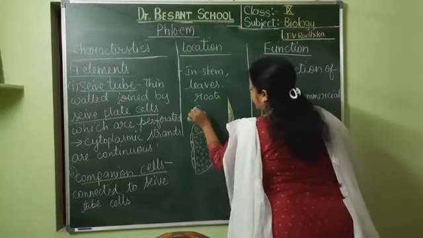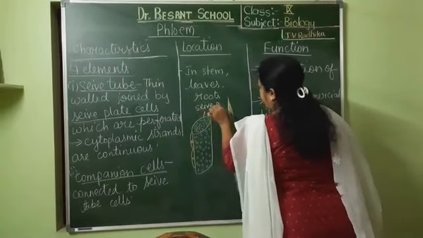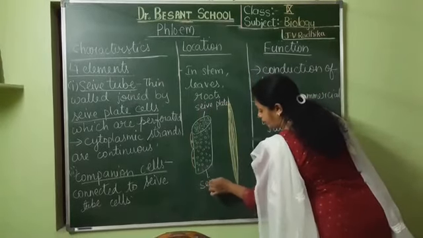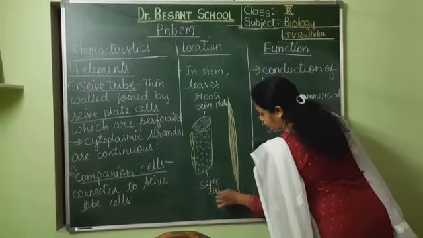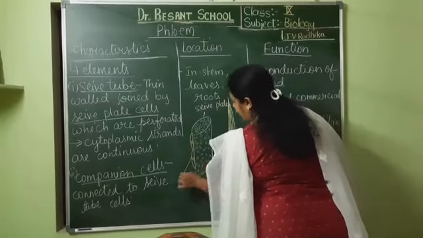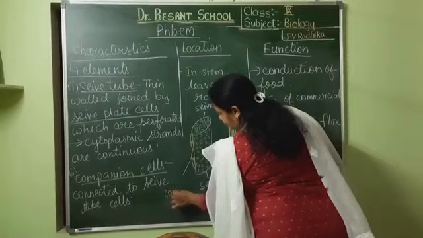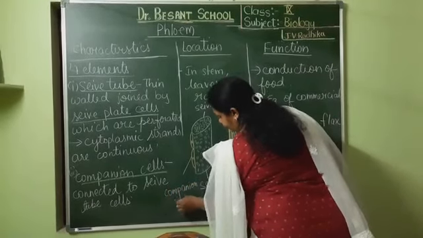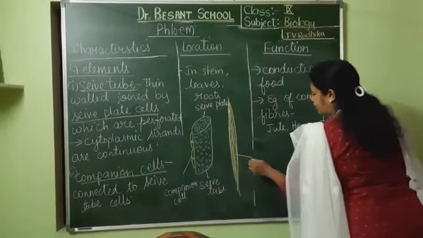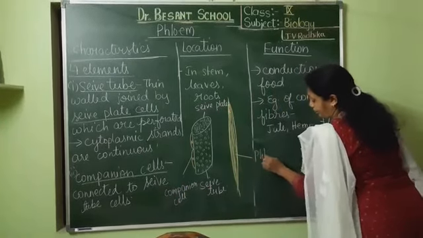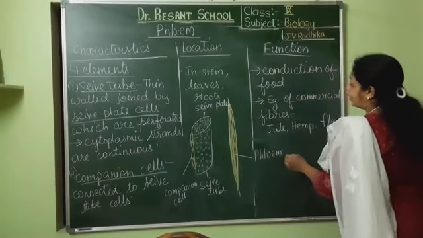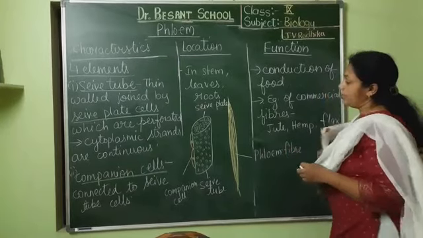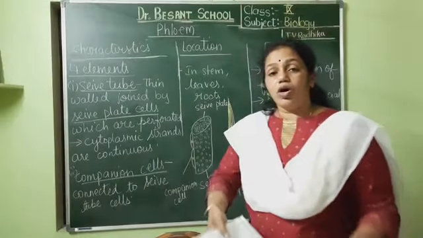So this is the sieve plate. This is the sieve tube, children, and this is the companion cell. This is the phloem fiber, sorry. Here we see how it is also long and cylindrical, isn't it?